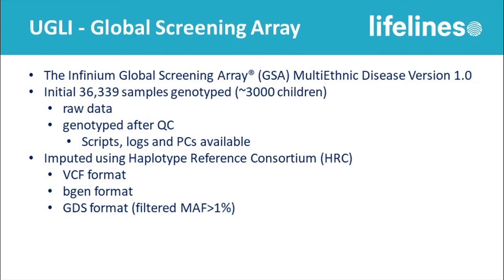Like I mentioned, the global screening array was used to initially genotype 36,339 samples, which includes approximately 3,000 children. We have the raw data available, the genotype data after quality checks, and for this data, scripts, logs, and PCs are available. The data was imputed using the haplotype reference consortium, and we have these different file formats available on the cluster.